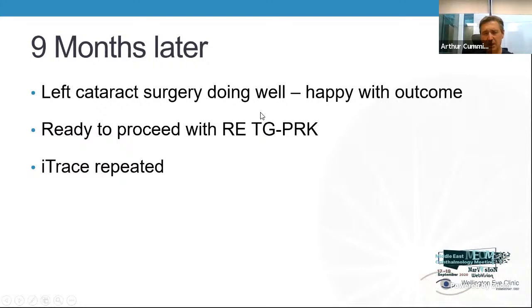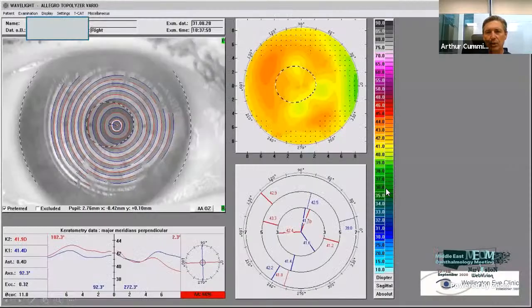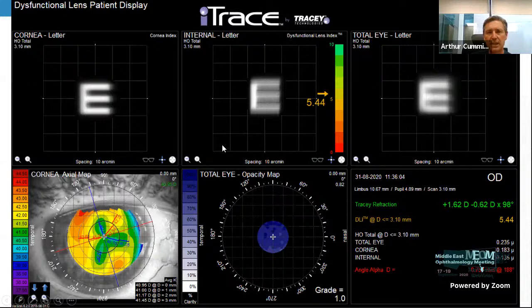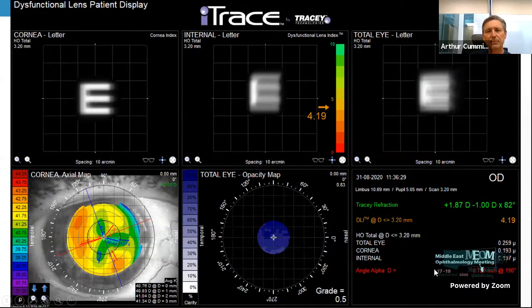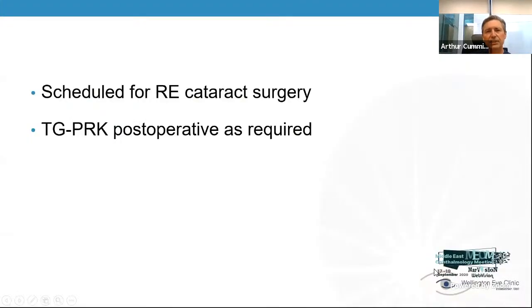We did it 9 months ago. And so the patient comes back now. He's doing well with the first eye. COVID kept her away. And now she comes back ready to do the right eye topo-guided PRK. But I wanted to repeat the eye trace to make sure the condition is still the same. Cornea looks exactly the same. No change in the cornea. And now on a relative scale, the internal optics are worse than the external. 9 months ago, this was different. So this has just made me change my mind. And I'm now going to, instead of doing a topo-guided PRK, first go and do the cataract operation. And then we'll do a topo-guided PRK post-operatively as required.